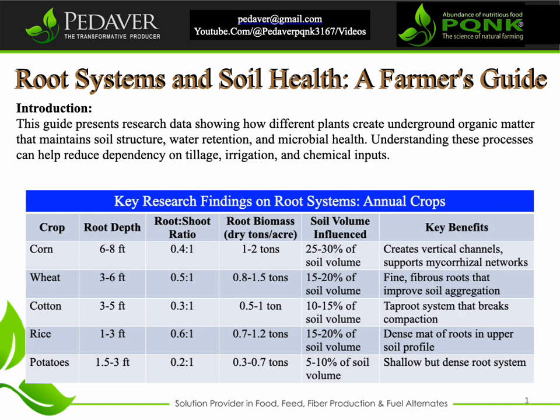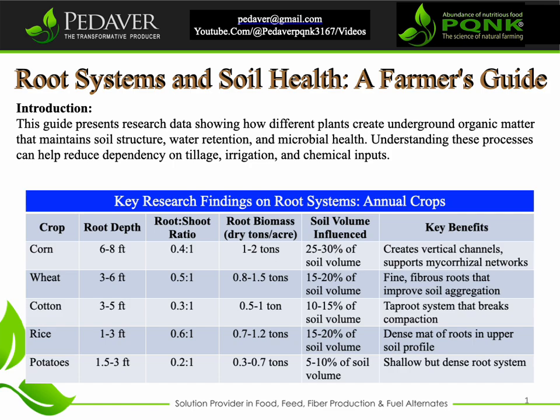Wheat: 3 to 6 feet, 0.5 to 1, 0.8 to 1.5 tons, 15 to 20% of soil volume. Fine, fibrous roots that improve soil aggregation. Cotton: 3 to 5 feet, 0.3 to 1, 0.5 to 1 ton, 10 to 15% of soil volume. Taproot system that breaks compaction.